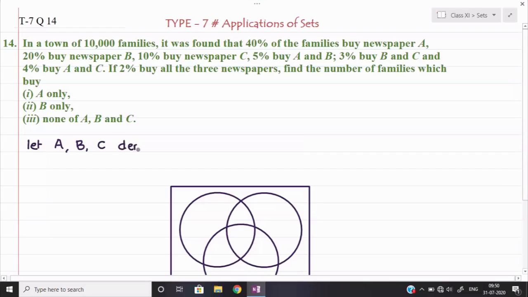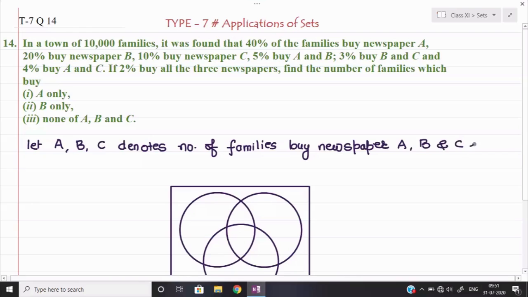denote the number of families buying newspaper A, B and C respectively. Okay, so it is better.